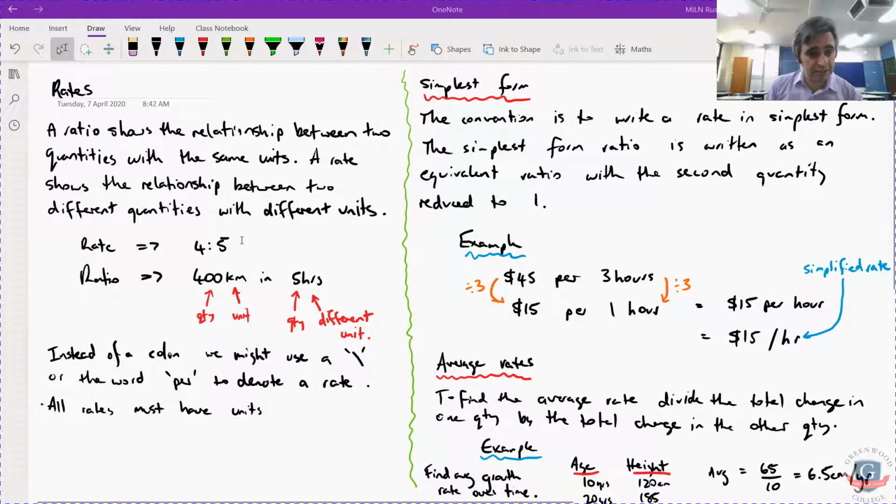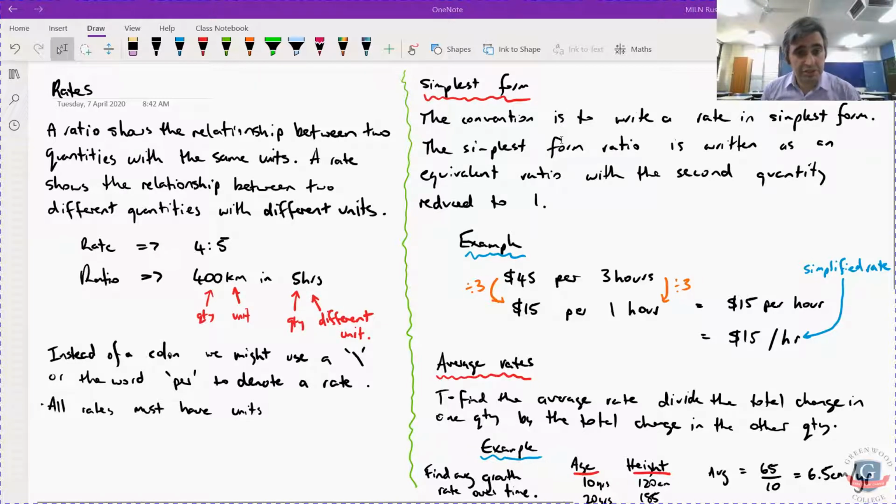So I've got some examples written down here. A ratio would be like 4:5. A rate would be like 400 kilometers in 5 hours. We've still got two quantities, but now we've got different units. Now in rates, instead of a colon, we might use a slash or the word per to denote a rate. In this case, we've used the word in. We just have to remember that all the rates that we do must have units next to both of the quantities.